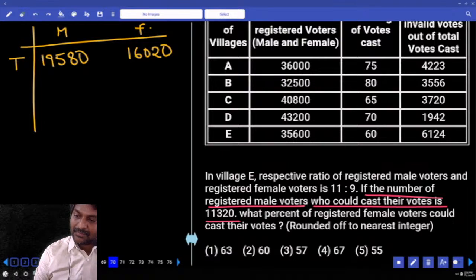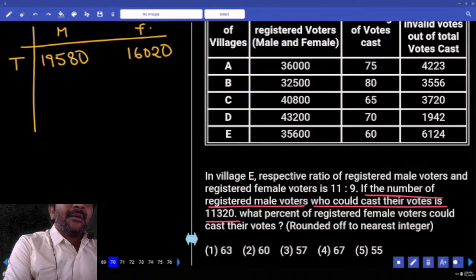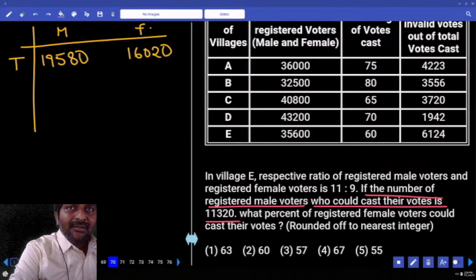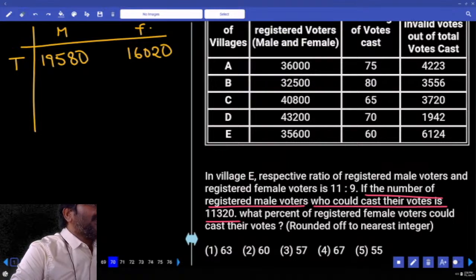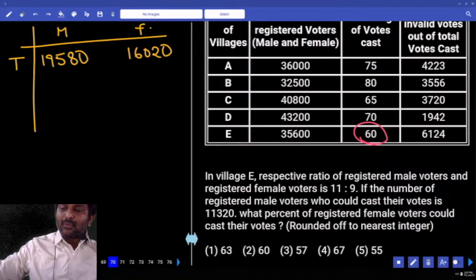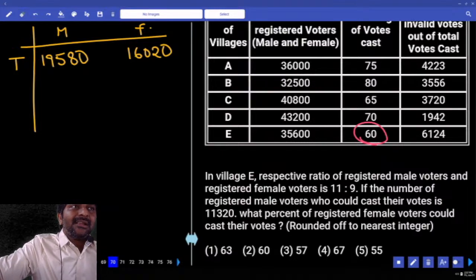11,320. They are now talking about casting the vote. It doesn't need to be a valid vote or an invalid vote. You should take both valid and invalid together. Understood? Now, in village E, what percentage are casting their votes?